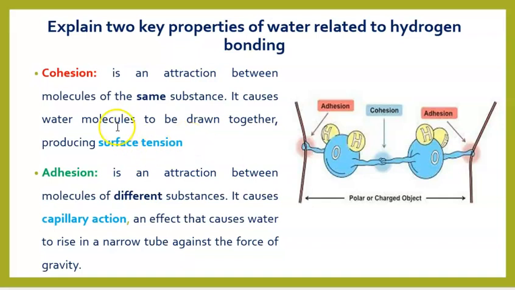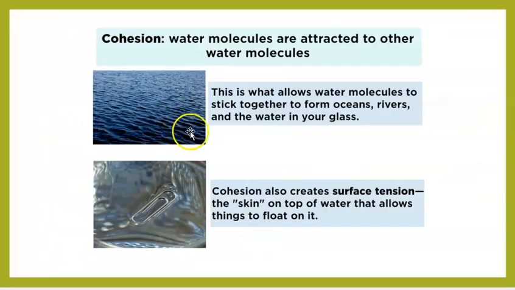Okay. Due to cohesion, let's look here again. Cohesion is the water molecules attracting another water molecule. Okay. And due to cohesion, it allows water molecules to make oceans, rivers, even the water in your glass. You have the water all together. It's because of cohesion. And also, another important concept you need to know in cohesion is about surface tension.